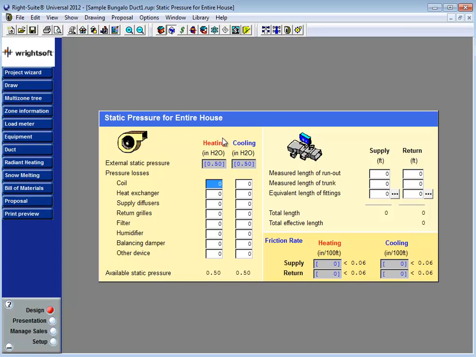Now, once you're on the static pressure page, you should notice that the external static pressure has carried over from your equipment selection window. If you don't have information in the external static pressure window, go back to your equipment selection window and fill in both your CFM and static pressure from step one.